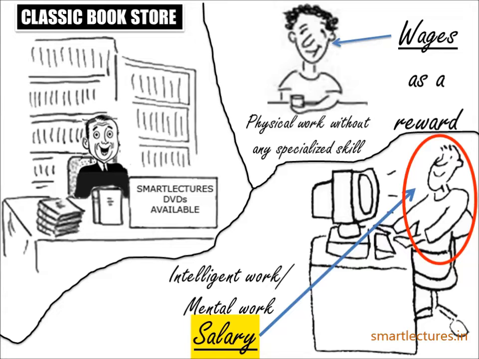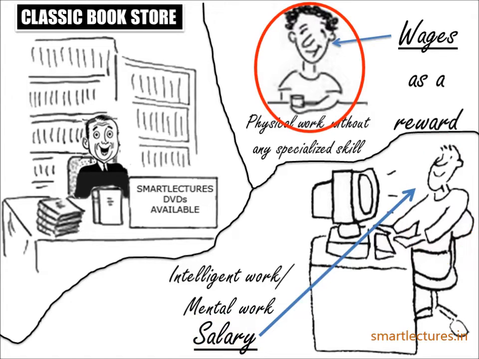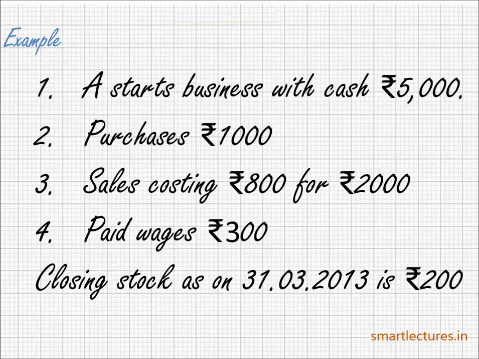He has got a special skill. He is doing a sort of intelligent job. But the person who is arranging files for you, and brings water for you, and arranges the cup of tea for you in the office, you are paying wages to that person. Because for all these jobs, one doesn't need any specialized skill. So it's just more or less physical job. Let's come back to the question.